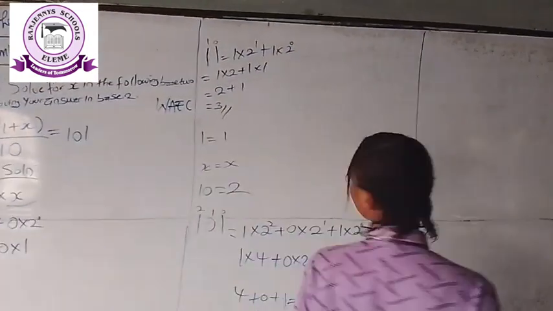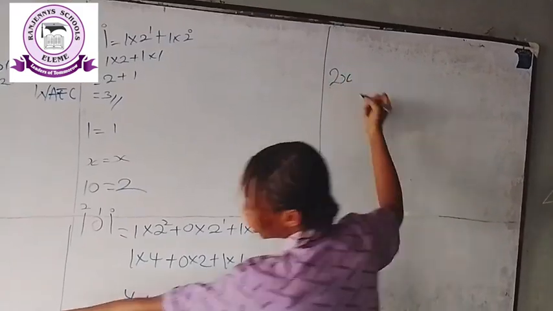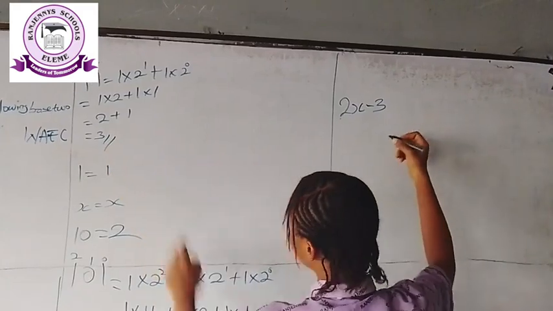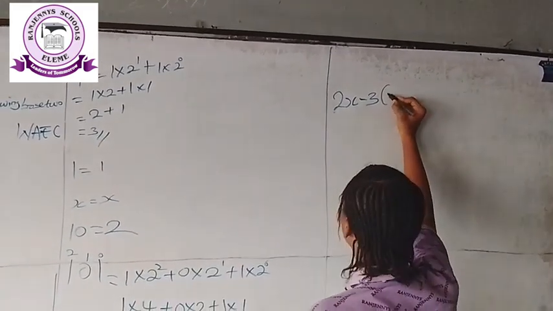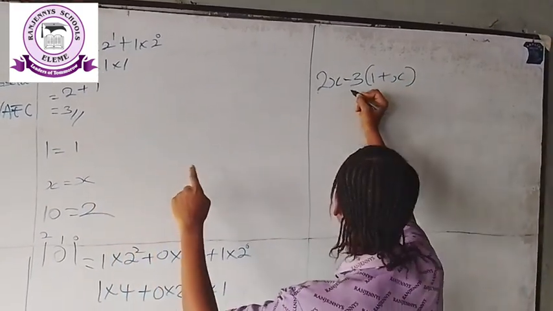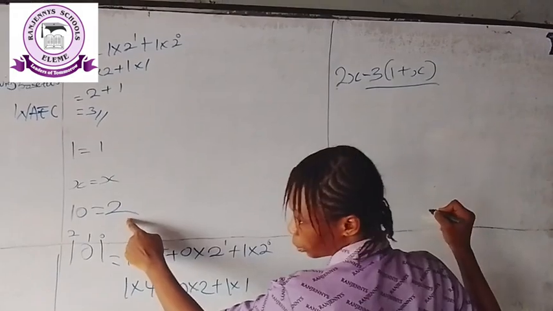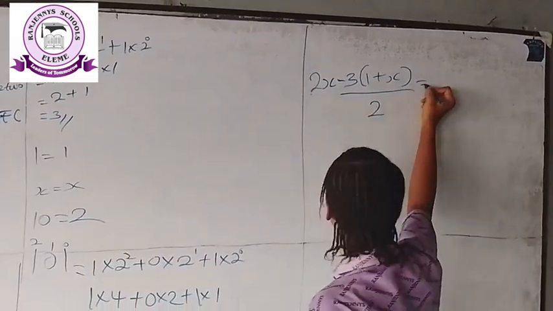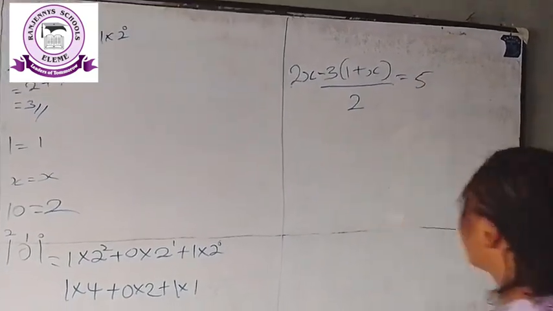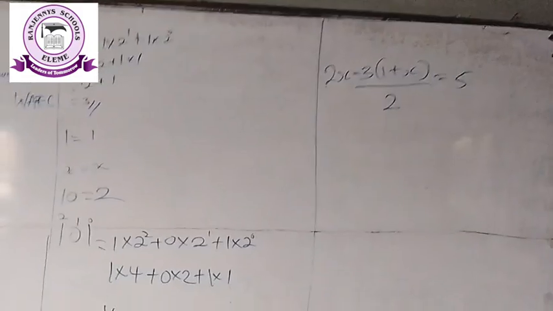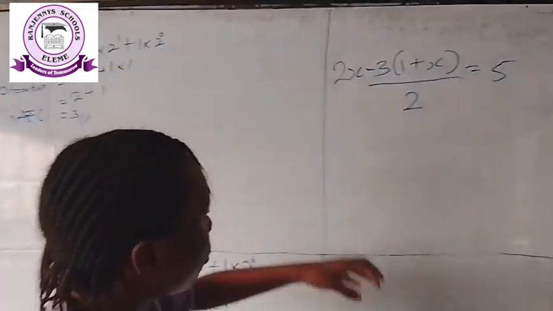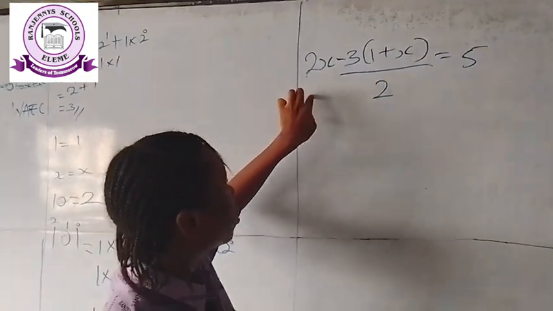So let's start. We have 2x, which is this, minus 3, bracket open, 1 plus x, divided by 2, equals to 5. So if you look, it looks a whole lot easier to solve. So the first step after converting is to find the LCM of the denominator of 2x.